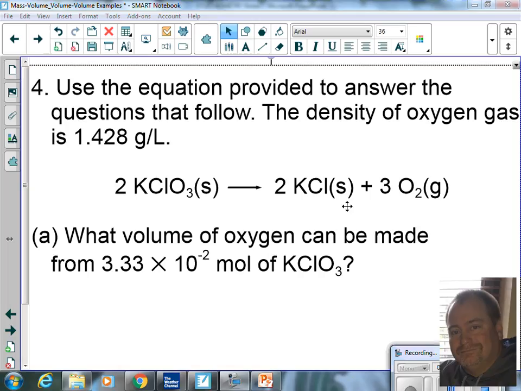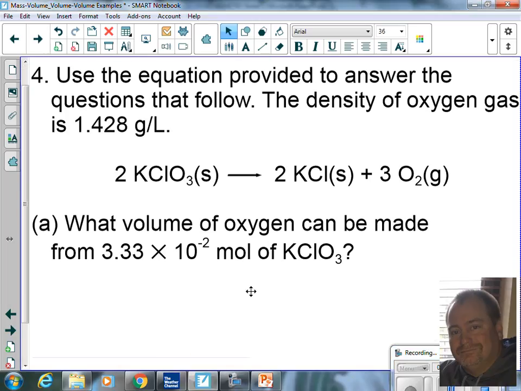I have to convert a volume. What I'm going to do is go from moles of potassium chlorate to a mass of oxygen. Moles to mass of oxygen. I want you to do that right now. Okay? Go from moles to mass of oxygen, and then we'll work the remainder of this problem once we get back from break.